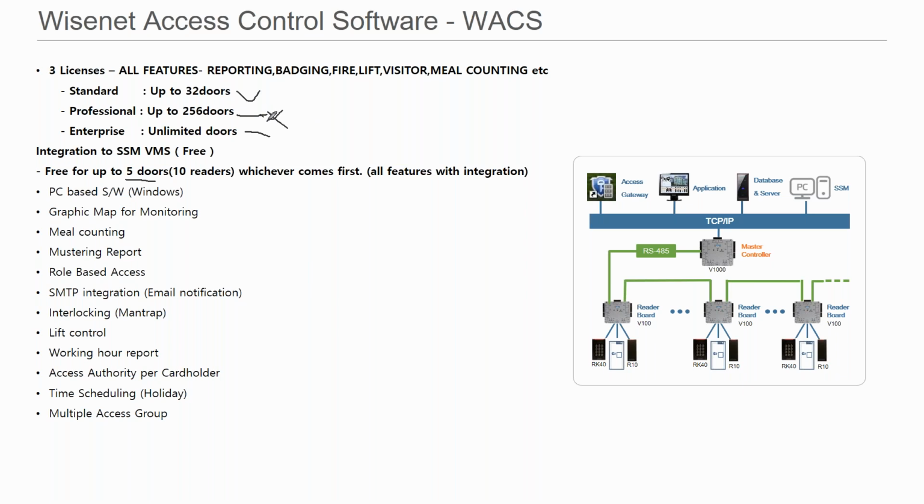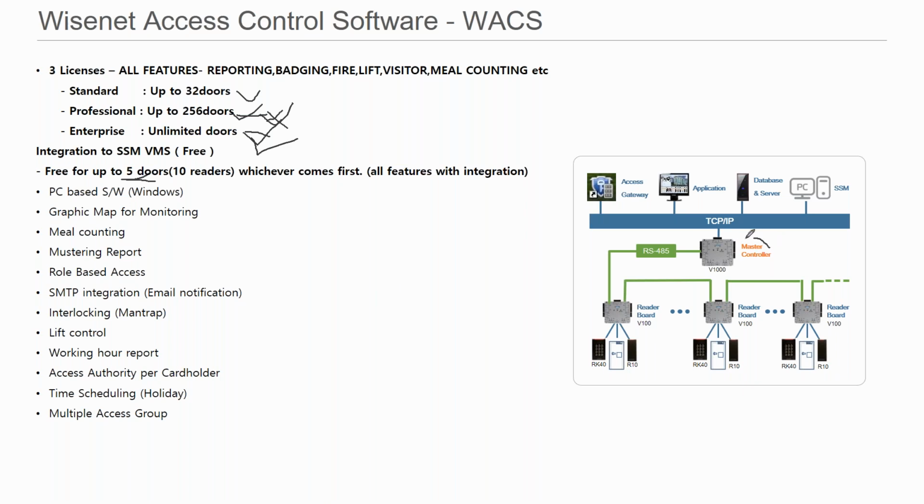You have to go with 256. If you have 257 doors, directly go to unlimited. The price difference is not much. It's very little. So you have to use the license on the number directly. No need to add. If you have 33 doors, go with 256. If you have 257 doors, go with unlimited. Simple. If you have 5 doors, use the free version. You don't have to license it. You can directly use it with all the features, with the integration, everything included without any cost. The software is free. Okay.